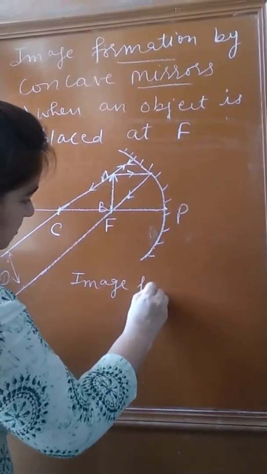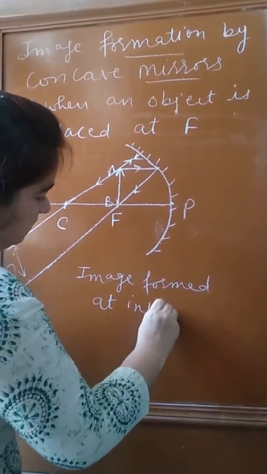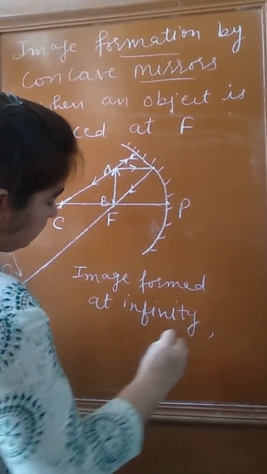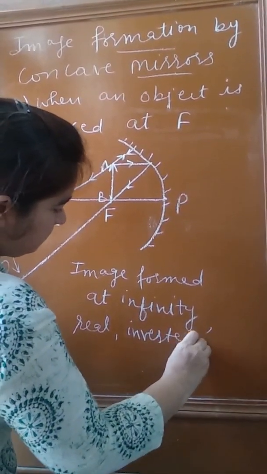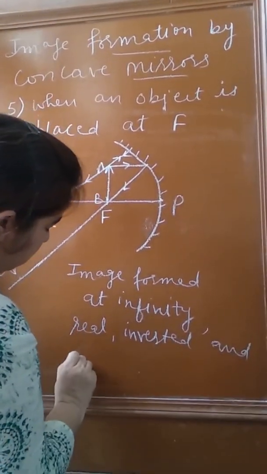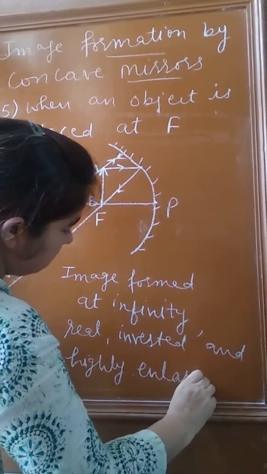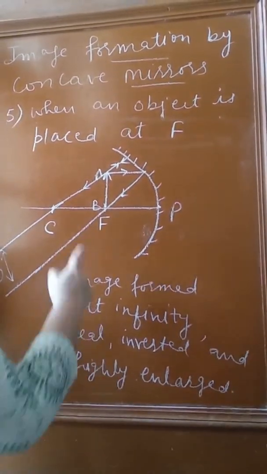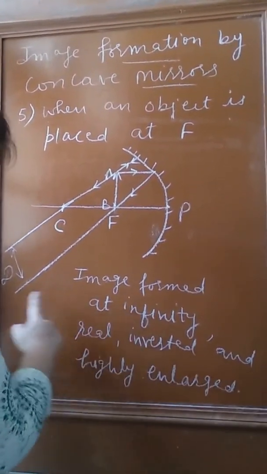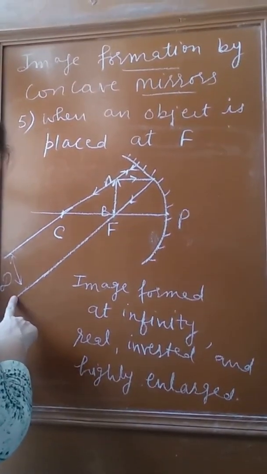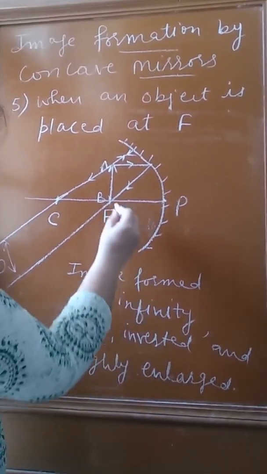Image formed at infinity, real, inverted and highly enlarged. When the object is placed at the focus, the rays after reflection go parallel to each other, which means the image is formed at infinity, real, inverted and highly enlarged.